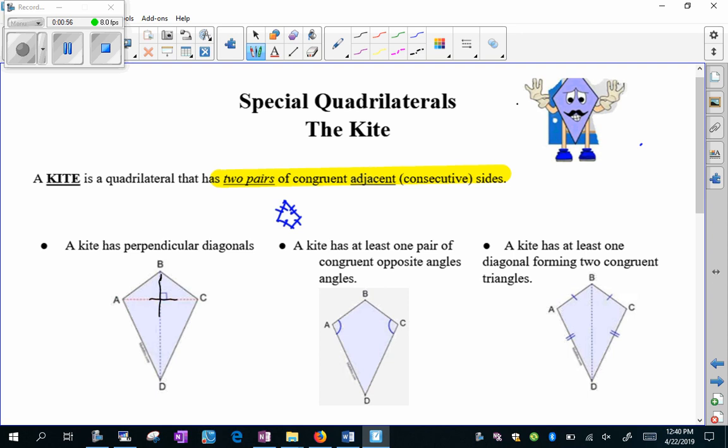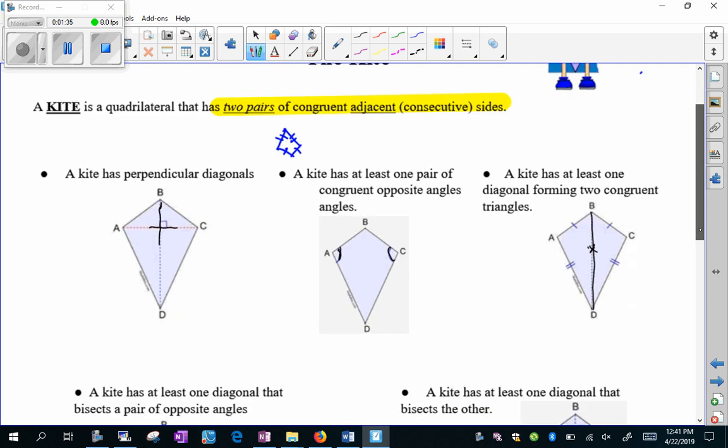A kite has at least one pair of congruent opposite angles, and that's shown there that angle A is congruent to angle C, and they're opposite of each other. A kite has at least one diagonal forming two congruent triangles, and that's formed by our diagonal here. So we have BCD is congruent to BAD, and we should know that BD is reflexive. Put an X there. So you have side, side, side, to say that those two triangles are congruent.